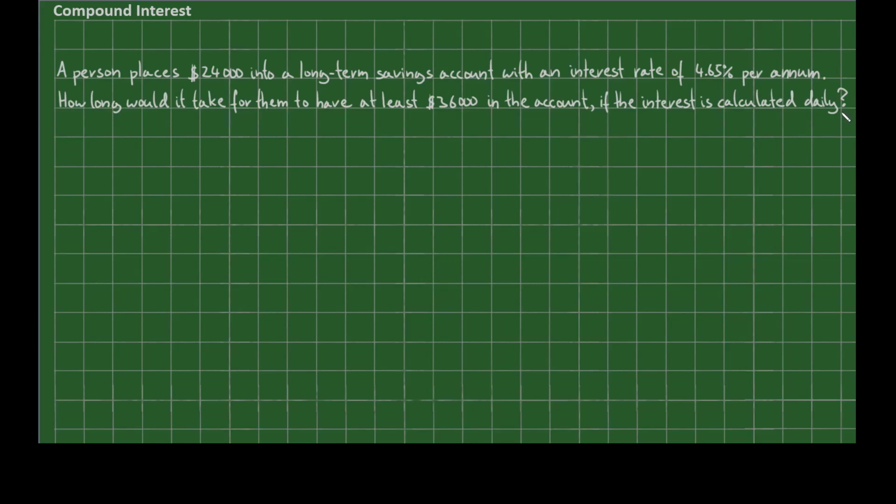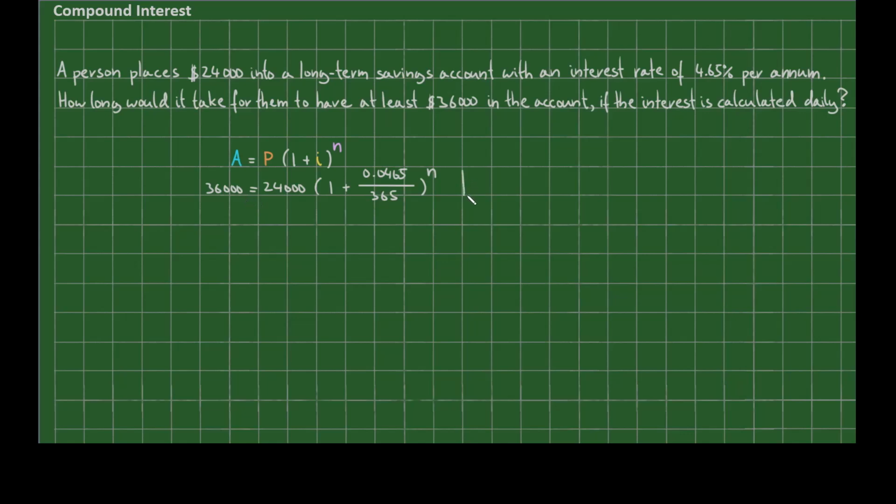In other words, we are asking about time. We start with the formula for the compound interest. We know that the amount at the end should be $36,000. The principal is still $24,000, and the contents of the bracket remain the same as before. So we will have 1 plus the interest rate, 0.0465 divided by 365. The unknown is n. We are trying to figure out how long before this 24,000 turns into 36,000.